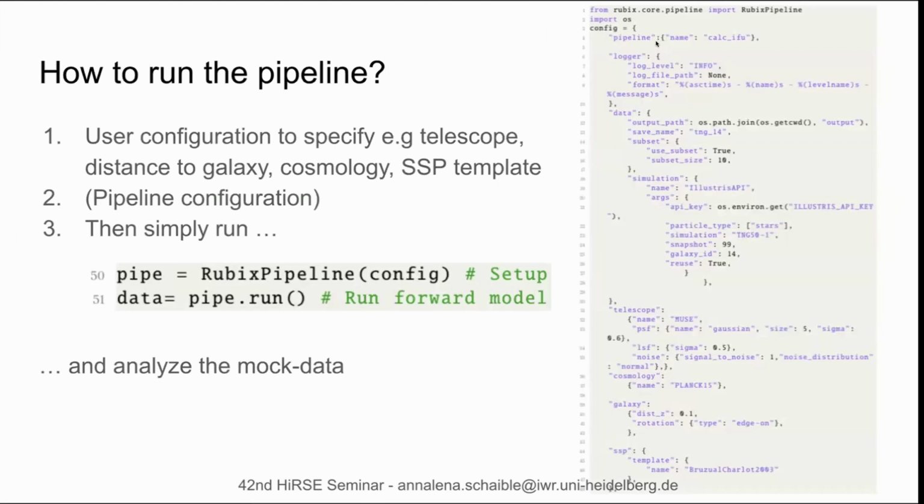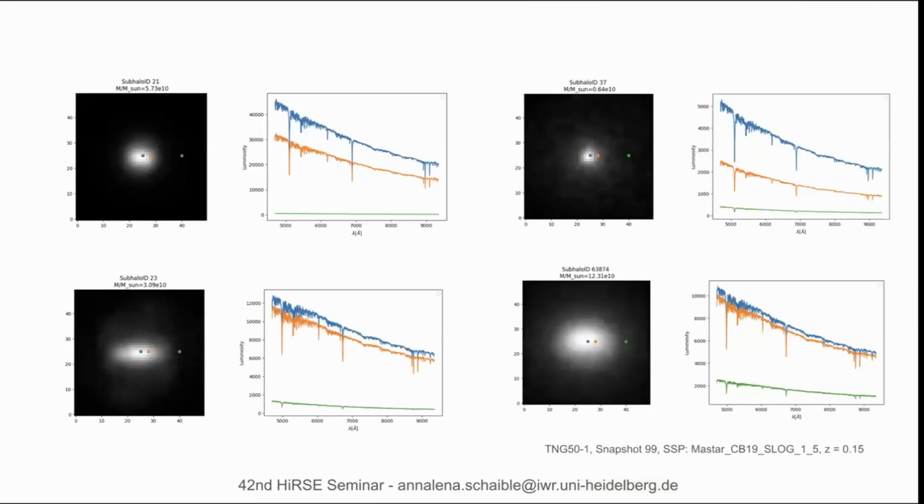You just have to specify one configuration file where you say, for example, which snapshot from the simulation and which galaxy you want to use, and then some observational facts, like which telescope and instrument you want to use. And then the code you have to run to get your mock observations is just 2 lines of code. And with that, we hope that it's quite easy for any user to use this tool and get their own mock observations.